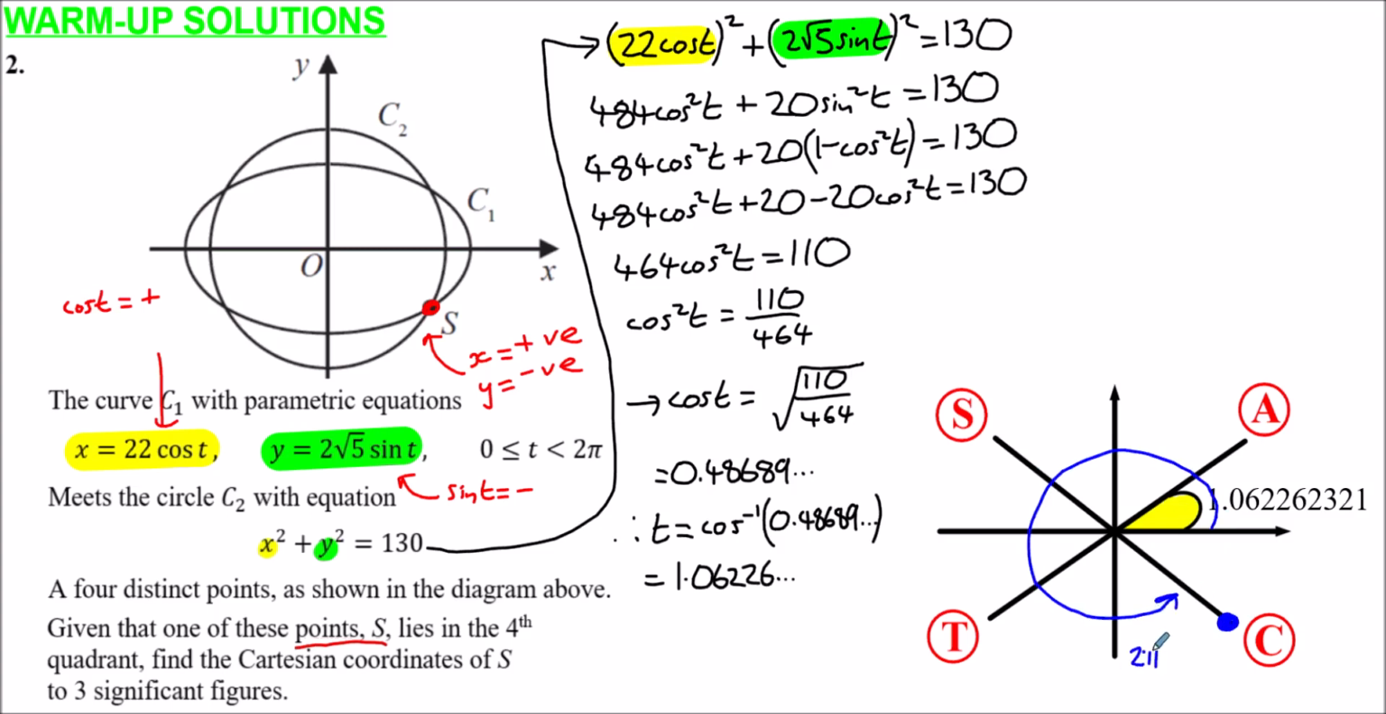2 pi minus the 1.06226, and so on and so on. So t equals that, which we're going to end up rejecting, because this will give an answer where sine is positive, which we don't require. We require this one down here, which is 2 pi minus the answer we've just obtained.